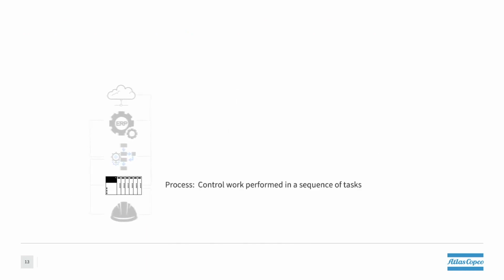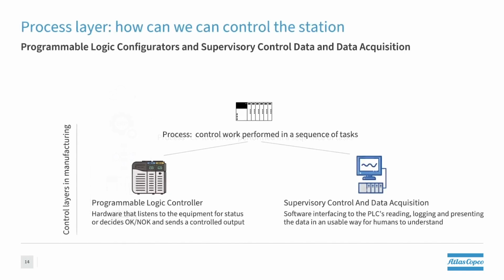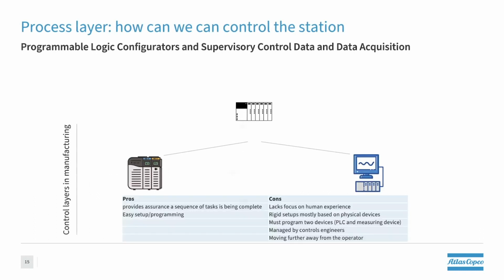In the process layer, you'll find devices like PLCs and SCADA systems. These devices are most often responsible for implementing control within a station. They are used to ensure specific sequences are being met and have been around since the late 1960s. The pros of using PLCs and SCADA systems to enable process control are that they provide assurance to a sequence of tasks as to being complete, and they're generally easy to program and set up.